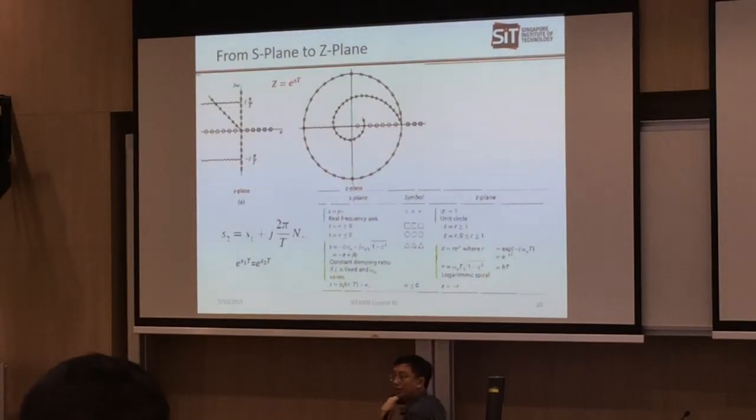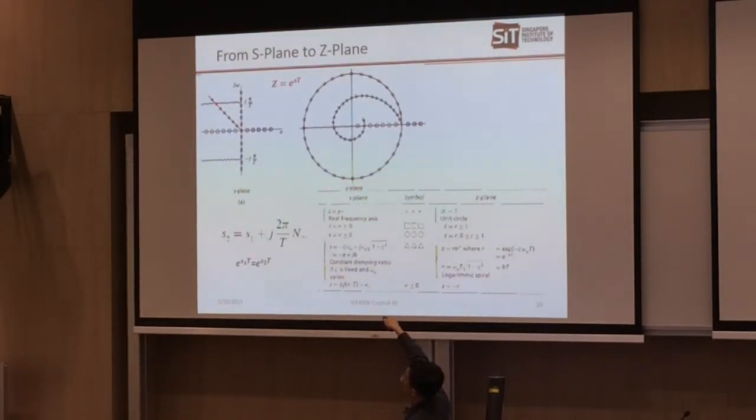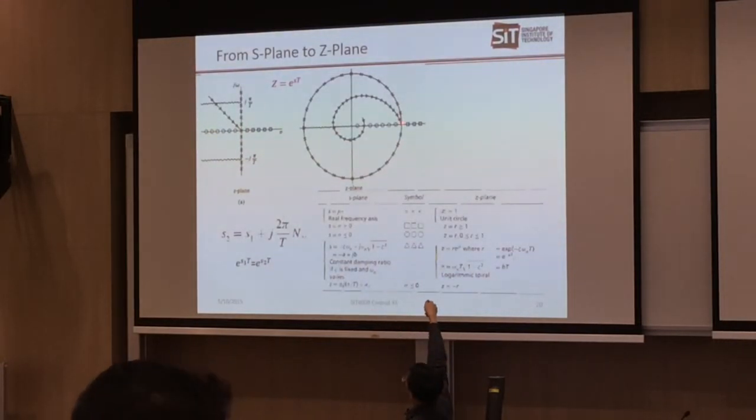And lastly, this one. This one means your damping ratio is fixed. If your damping ratio is fixed, you know the damping ratio, this one will go into root loci. And we are going to discuss in detail.